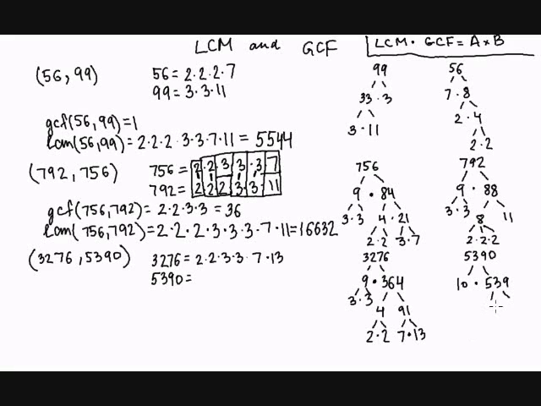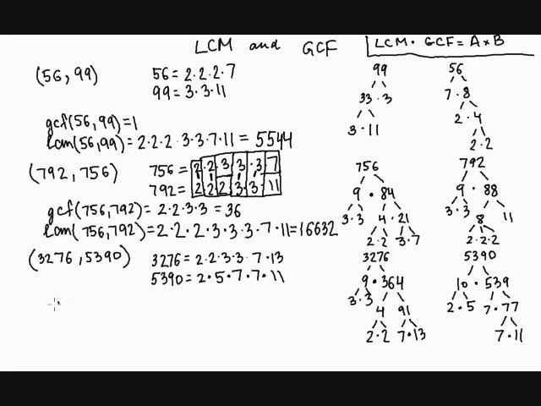Therefore we can write it as a product of 7 and 77. Now we know that 77 is a product of 7 and 11. And let's not forget about 10. 10 is a product of 2 and 5. So the prime factorization of 5390 is equal to 2 times 5 times 7 times 7 times 11.